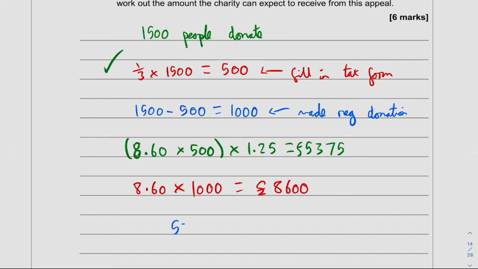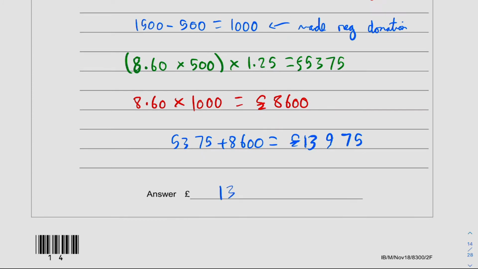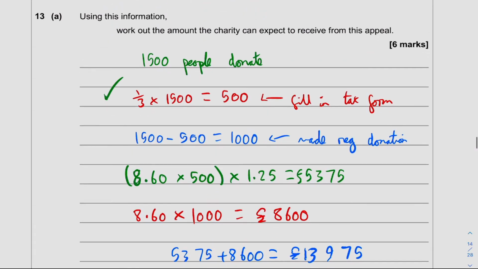The final step is to add these two values together. So 5,375 plus 8,600, and using our calculator, when we add these two values together, we get £13,975. We'll put that in the answer line. £13,975 is the total amount that the charity can expect to receive from this appeal.